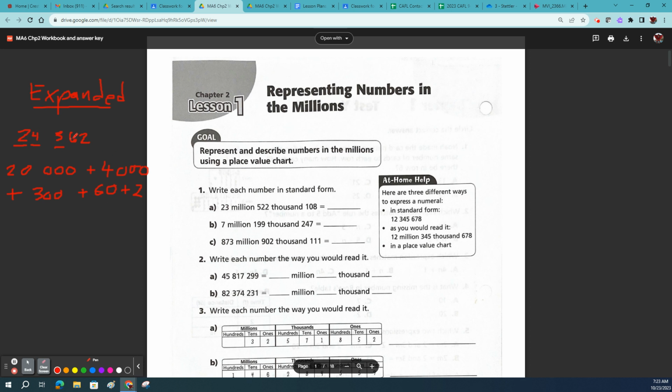What do we call it when the numbers are all squished together? We actually just have a number written as it is. So 24,362. That is standard form, my friends. The way we're used to seeing numbers. So if I was given this number in expanded form, and they said, write it in standard form, well, I just combine everything.